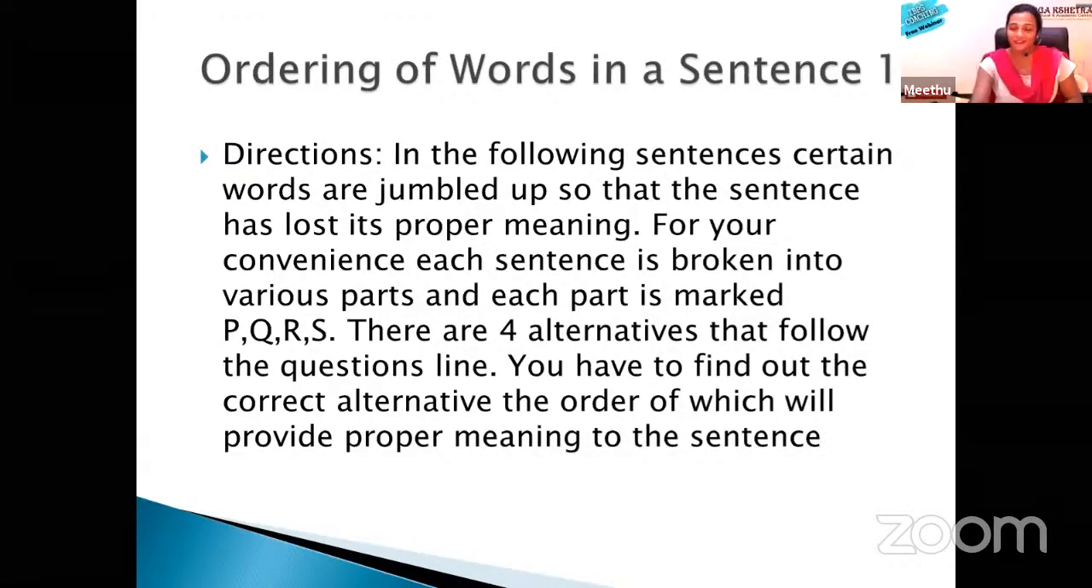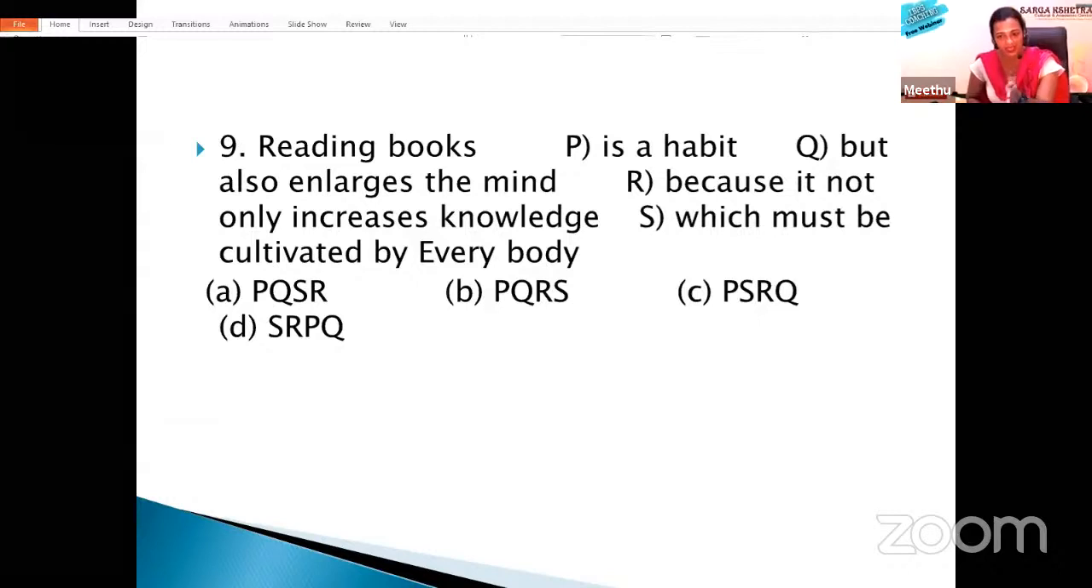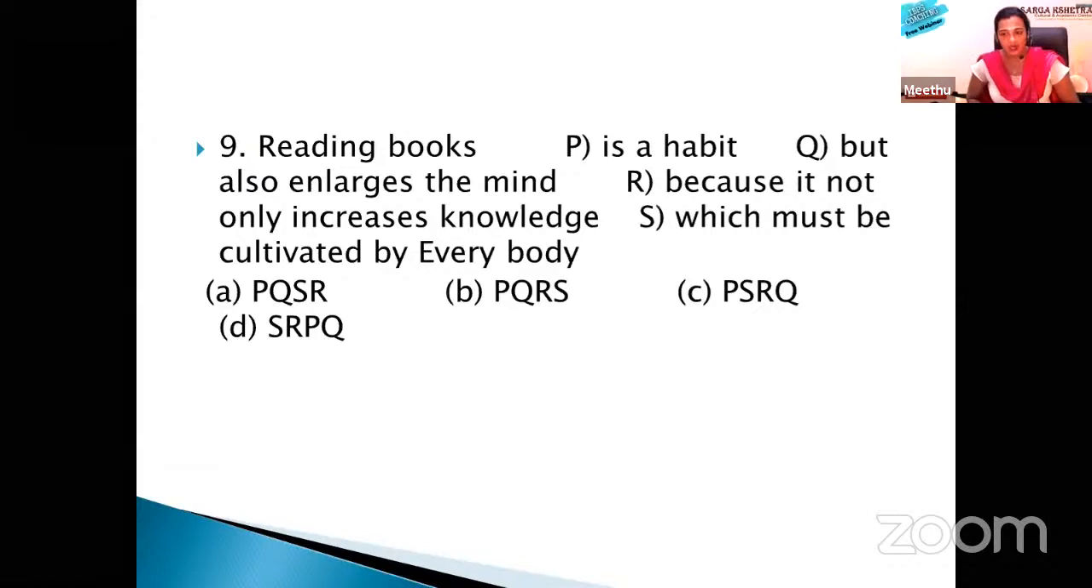Don't worry, when you read the question, you'll understand. I'll explain. I know there are a lot of instructions. You have the first part of the sentence, that is P, reading books. There are different parts of the sentence. P is a habit, but also enlarges the mind, that is Q. R, because it not only increases knowledge. S, which must be cultivated by everybody. I would highly recommend you guys to take a paper and pencil just to jot some points down.